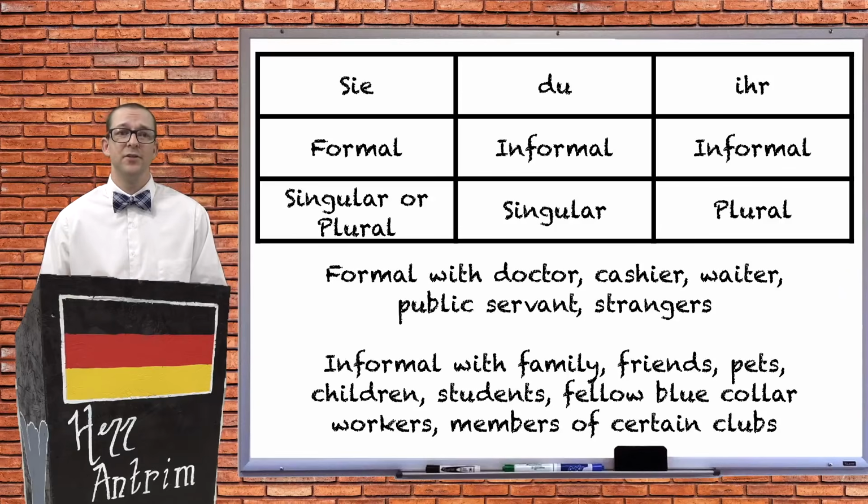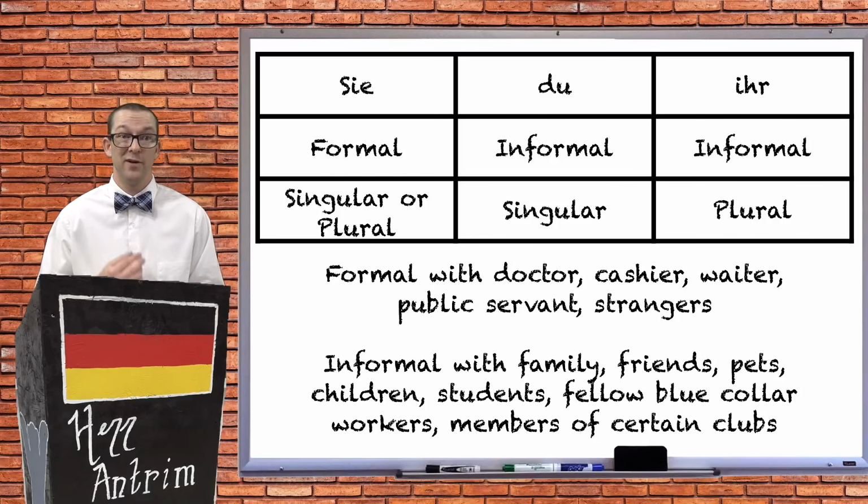It might be easier to understand when to use Sie if you understand when to use du and ihr. Both of these versions of you are informal. This means that they're used with family members and friends of yours. It also is used with pets, children up to about the age of 15, students, fellow blue-collar workers, and members of certain clubs. The rule of thumb that I use for this is, do I address this person as Mr. or Mrs. whoever they are, or do I use their first name?